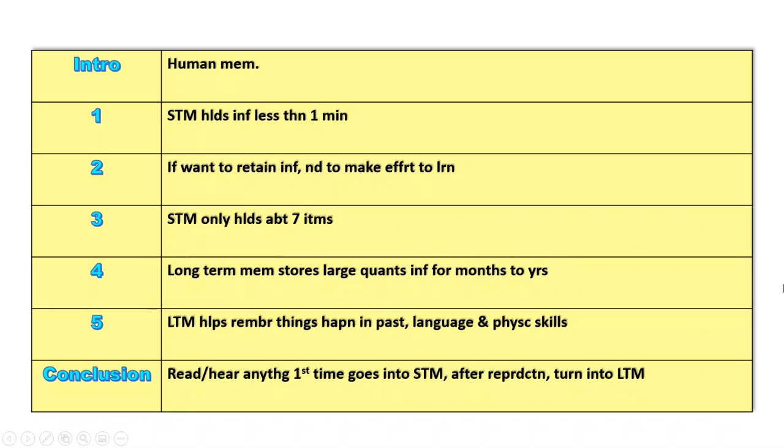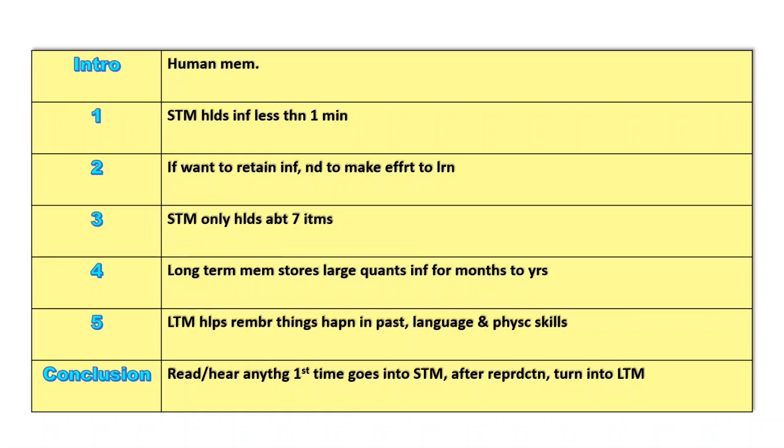Now, let's look at the human memory architecture. We store some information temporarily in our short-term memory. The short-term memory holds information for less than a minute, then gradually it disappears. If we want to retain the information, we need to make an effort to learn it. Short-term memory space is limited in size. It holds only about 7 items.